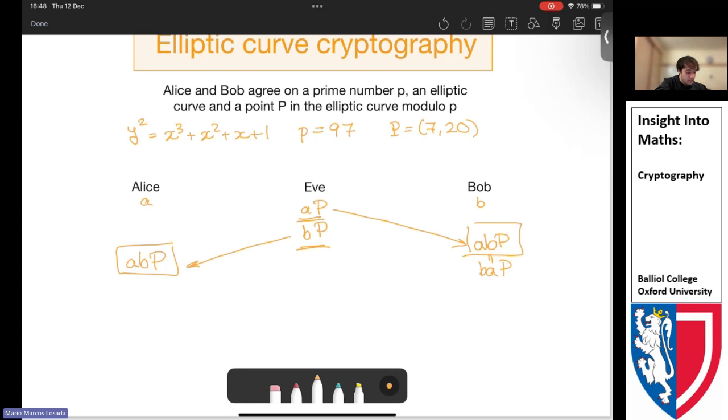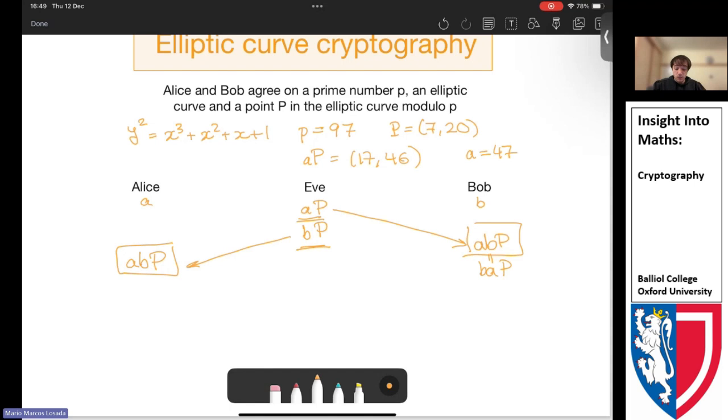For example, let's see, I think I have an example here. If I told you that aP is equal to (17, 46), the only way that Eve has of finding out what the value of a is, is to try and add the point P to itself many, many times until you somehow hope to get this point. I think the answer in this case turns out that a is equal to 47, right? And if instead of these small numbers you pick really, really large numbers, this is an impossible problem to do in practice because a computer will just not be able to do it quickly enough.